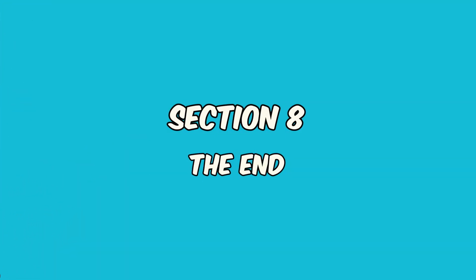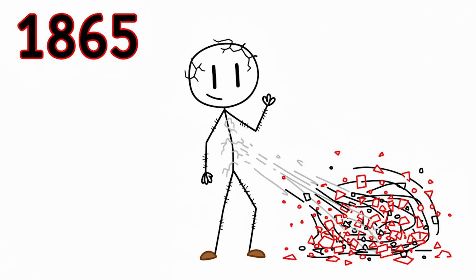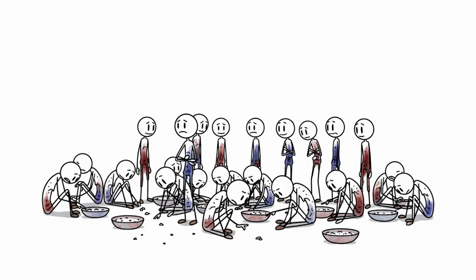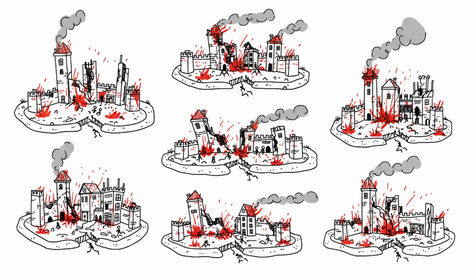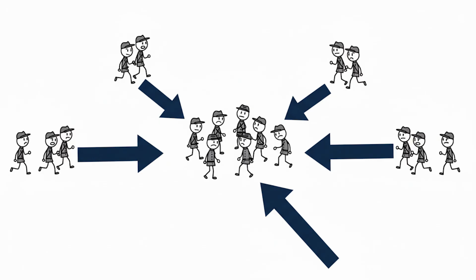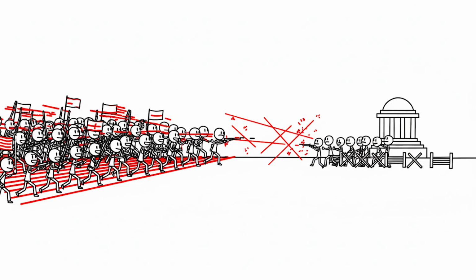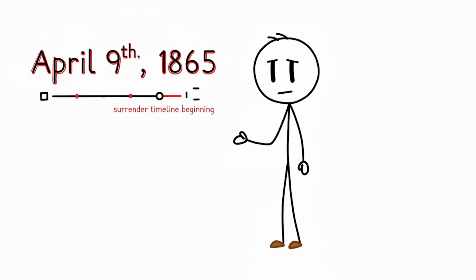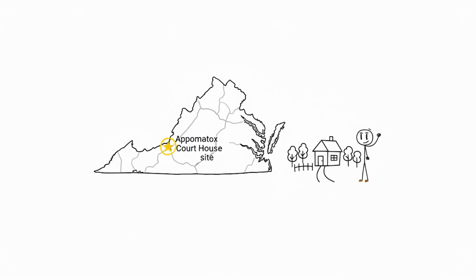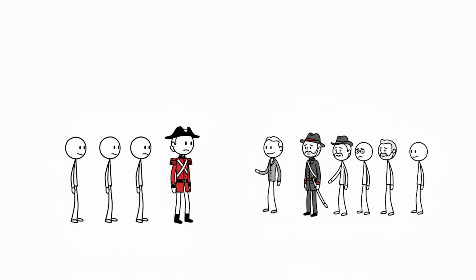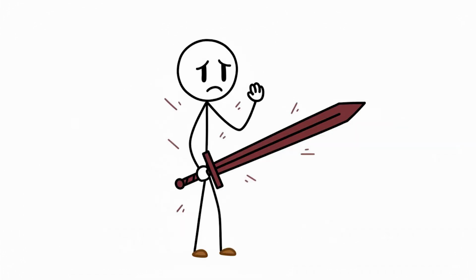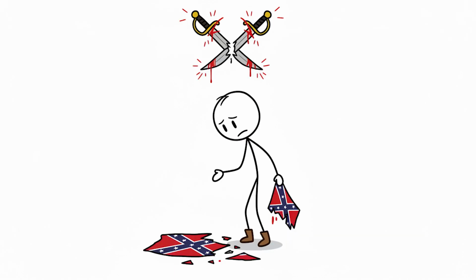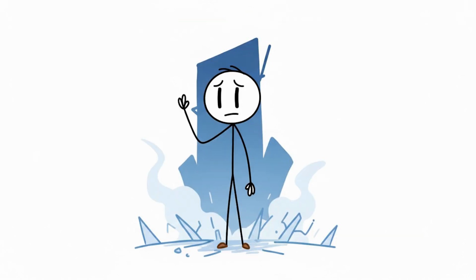The end. By 1865, the Confederacy was collapsing. Food was scarce. Cities were falling. Desertion was rising. Union forces captured Richmond, the Confederate capital. And on April 9, 1865, in a quiet home in Appomattox Courthouse, Robert E. Lee surrendered to Ulysses S. Grant. The Civil War was over, but its consequences were only beginning.